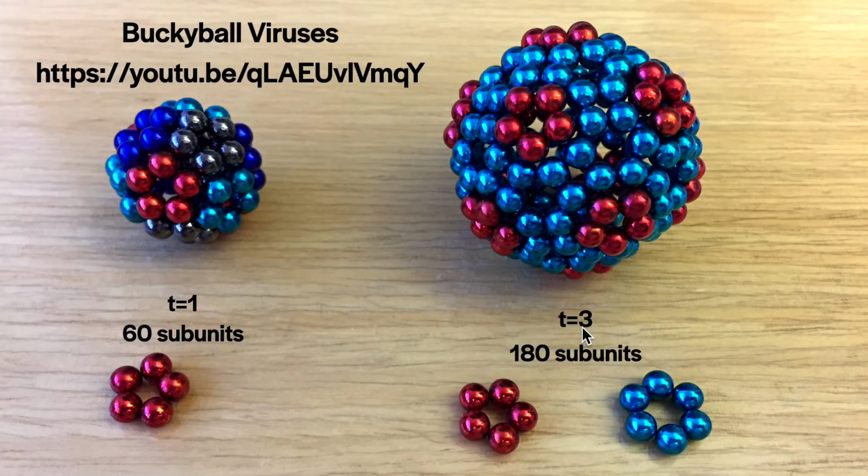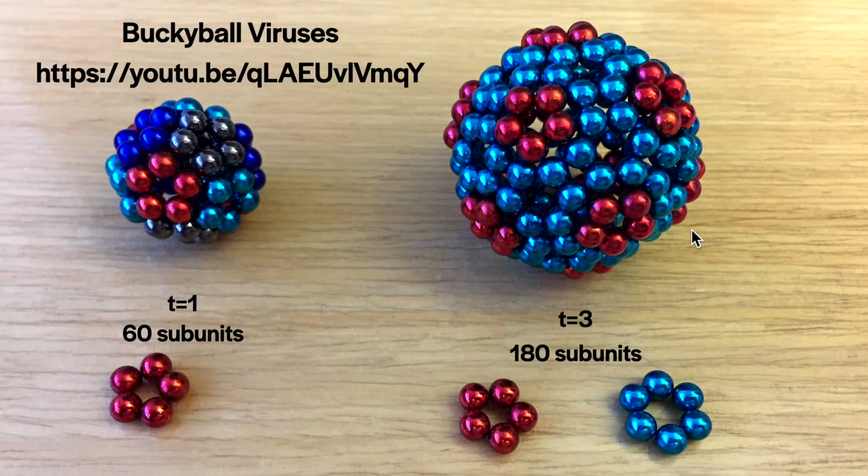And then I made a T equals 3, where you have 180 subunits. And now you can see they're pentamers, 5 red ones, and then 6 blue ones, hexamers. The only way it will work to put this together is to have pentamers and hexamers. I tell you, I had just a great time. And I made a video building this. And I actually have bought more of these so I can make a bigger one. I haven't done it yet, though.